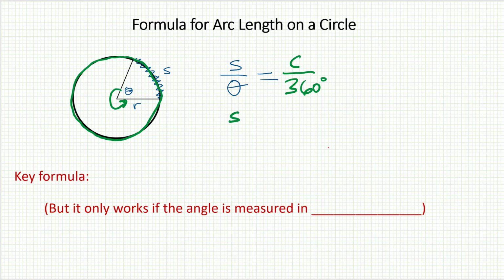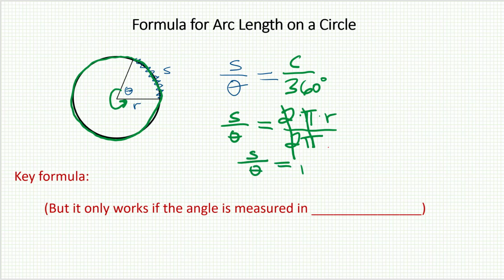Then I can write s over theta, that ratio that I know is always the same, is equal to, remember the formula for the circumference of a circle? 2 times pi times the radius. And 360 degrees, we know that's the same thing as 2 pi radians. Well, look over here on the right side, the 2's cancel, the pi's cancel. I'm left with s over theta equals r.